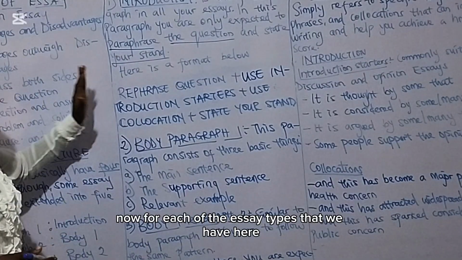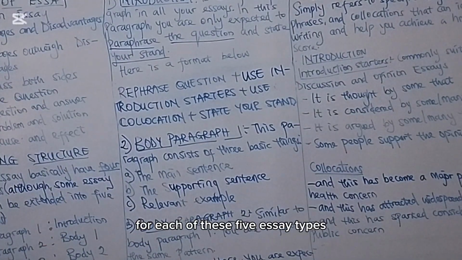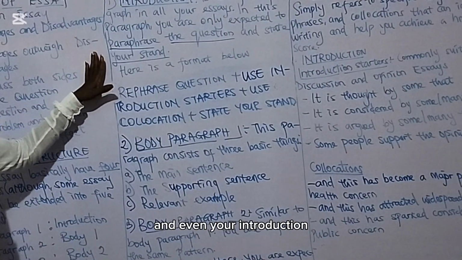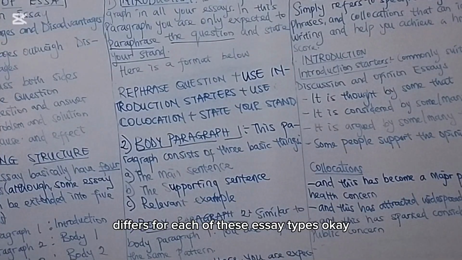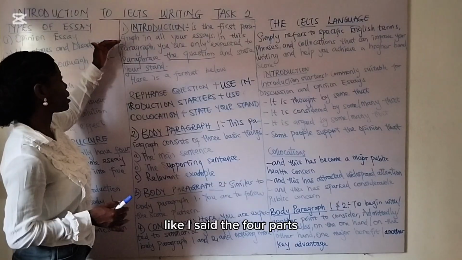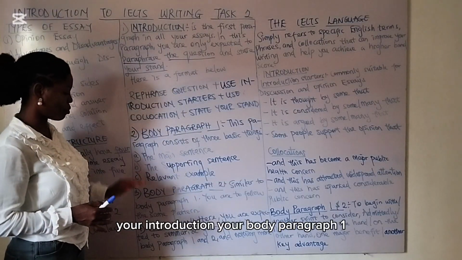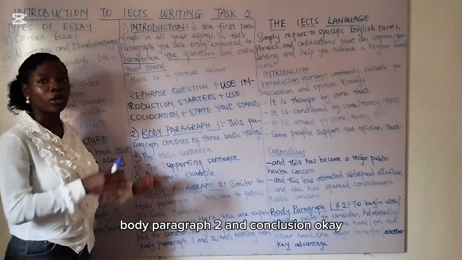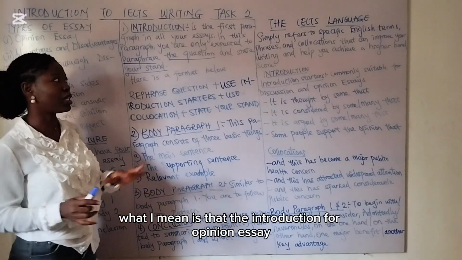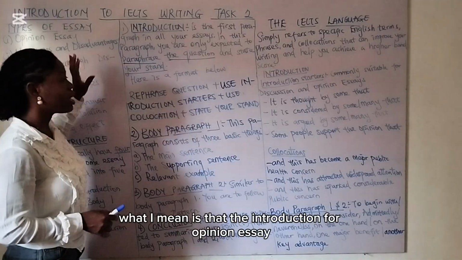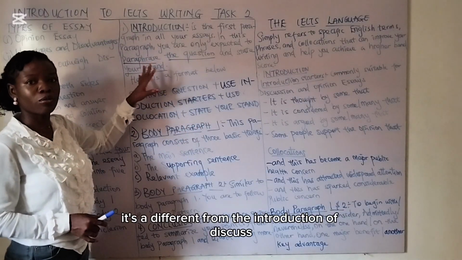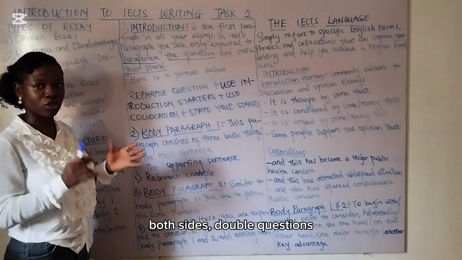Now, for each of these 5 essay types, how to start your body paragraph 1, your body paragraph 2, your conclusion, and even your introduction differs. The writing structure of the 4 parts of your essay, your introduction, body paragraph 1, body paragraph 2, and conclusion, differs from one essay type to another. What I mean is that the introduction for an opinion essay will differ from the introduction for advantages and disadvantages. It will differ from the introduction of discuss both sides and double questions. I hope we get that.